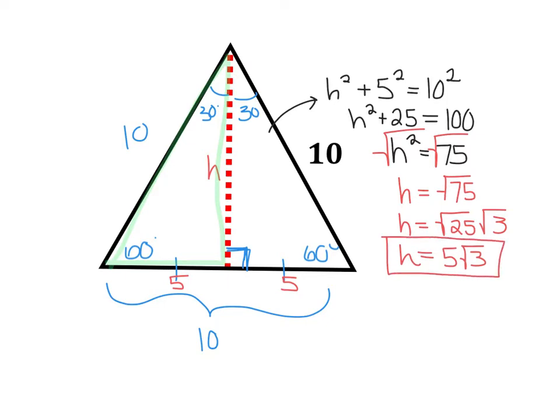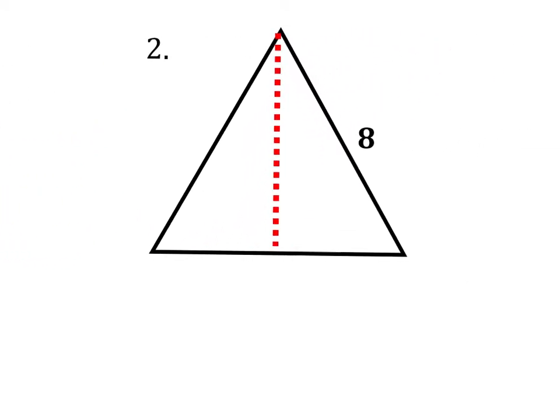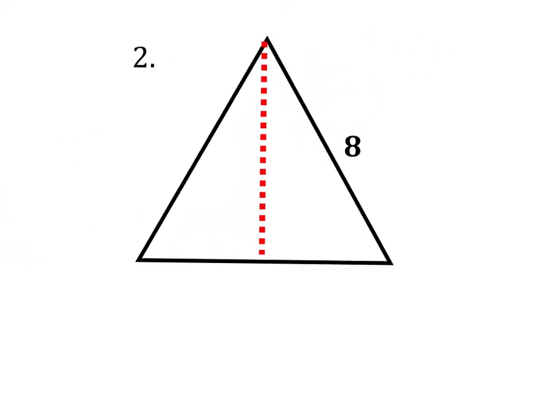So my height of the triangle, the altitude, is 5 root 3. Okay, let's look at the next problem and see if we can develop a sort of pattern about the side lengths. Here, again, we have an equilateral triangle. This dotted segment is not only an altitude, it's a perpendicular bisector. It's an angle bisector, so because this whole side was 8, each of the little sides is going to be 4.